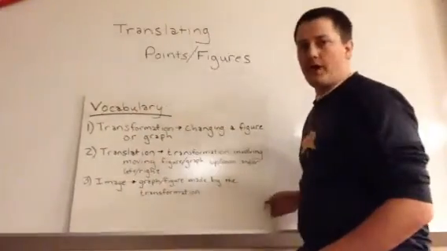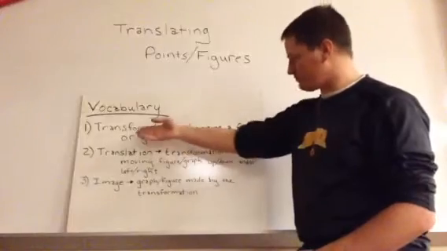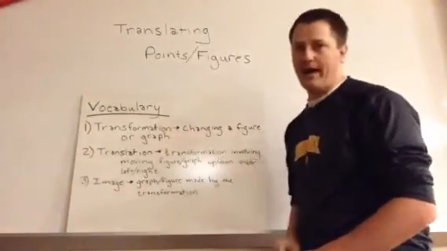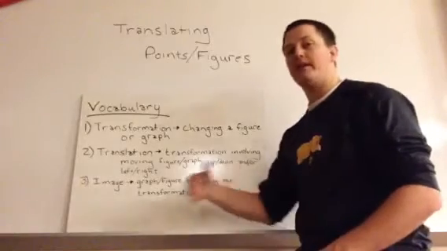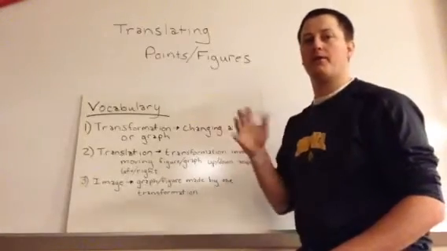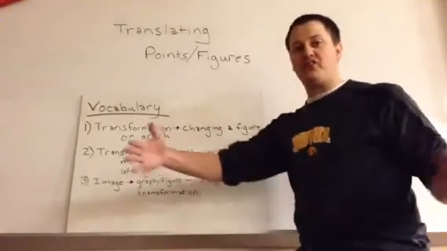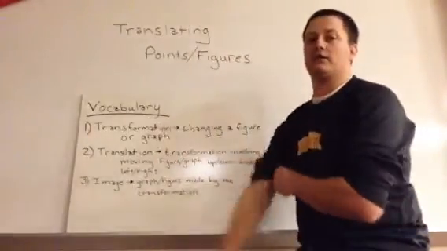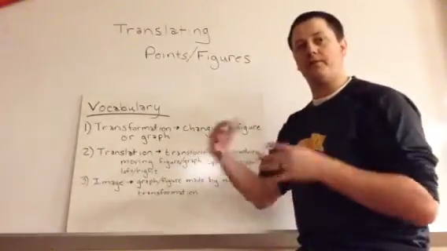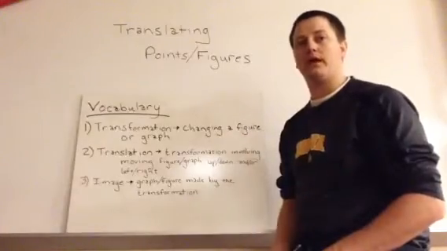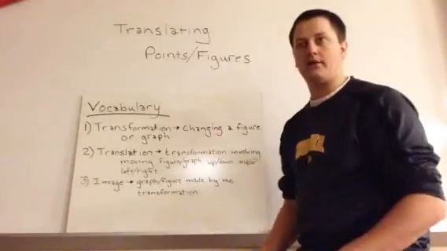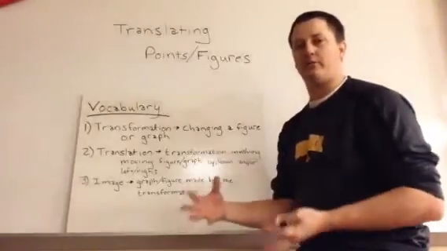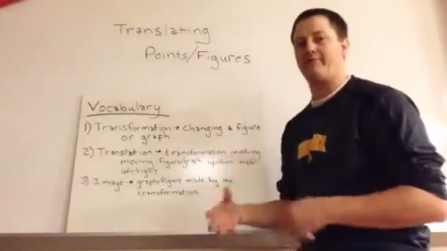First thing, vocabulary. Transformation: changing a figure or graph. Any type of change. Moving it left, moving it right, moving it up, moving it down, stretching it, making it wider, or stretching it up and down, making it taller. We could also flip forward, backwards, and 180 degrees, 270 degrees. Basically any change that we do to a figure or a graph mathematically.